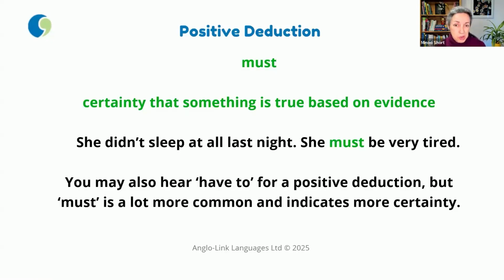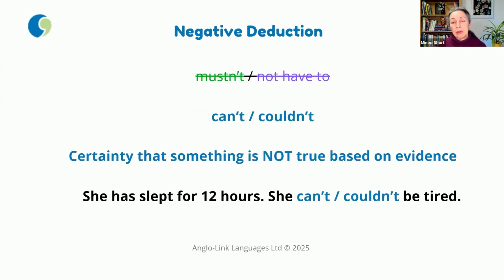That brings us to the question, what about a negative deduction? Is it with mustn't or is it with don't have to? Actually, it's with neither of them. For a negative deduction, you need to use different modal verbs and you can use either can't or couldn't. And now you will be expressing certainty that something is not true based on evidence. For example, she has slept for 12 hours. She can't be tired. She couldn't be tired.